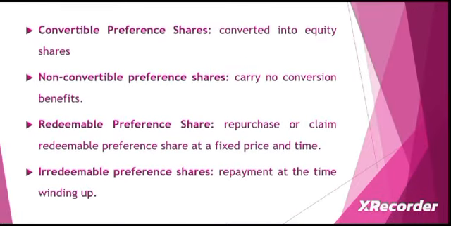Convertible preference shares can be converted into equity shares after meeting the requisite stipulations by the company's articles of association. Non-convertible preference shares. Here the shareholders do not have any option to convert their preference shares into equity shares. Redeemable preference shares. A company can repurchase or claim redeemable preference shares at a fixed price and time. These type of preference shares are sans any maturity date.